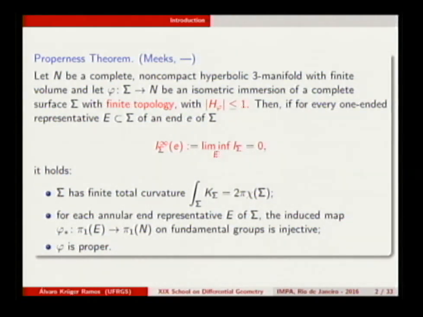Then we find some nice results. First, it has finite total curvature. Actually, this is not a result of ours. This is just an intrinsic property of surfaces which was known for a long time, but it's interesting in this setting. For each annular end, the induced map is injective, so the ends are immersed non-trivially in the ambient space. And moreover, if this condition holds, then the immersion is proper. You can't accumulate in a compact set. I'm not giving the proof of this theorem today. If someone wants to talk about it, I'll be happy to discuss it.